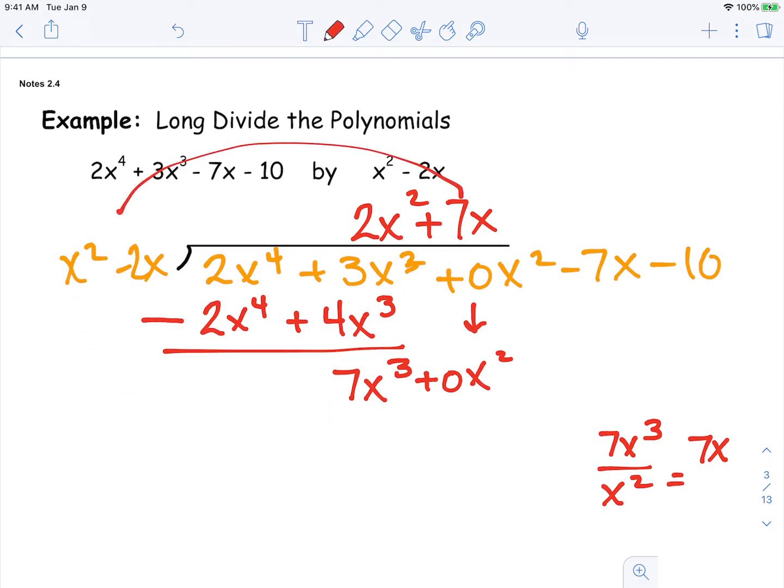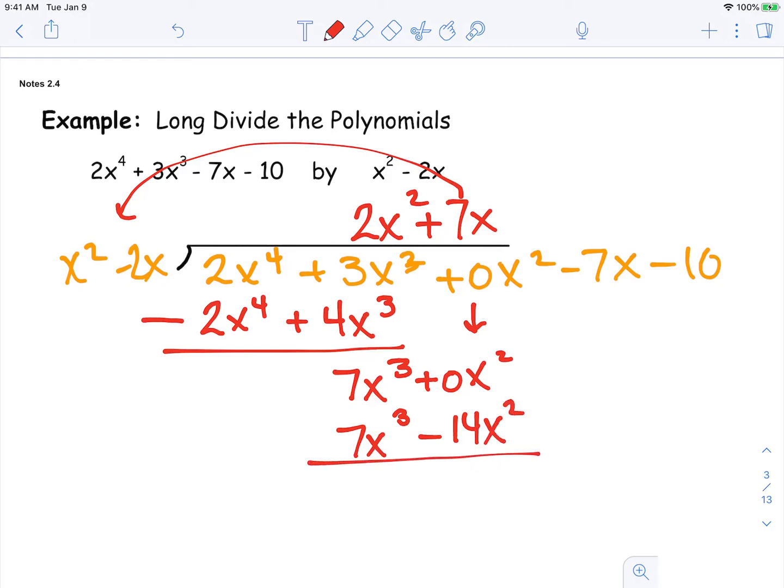We're going to multiply 7x times x squared to give us 7x cubed. And then 7x times negative 2x is negative 14x squared. Line underneath it. Subtract, so you're changing those signs. And now 7x cubed minus 7x cubed is 0. 0x squared plus 14x squared is 14x squared. Bring down the next term and go again.